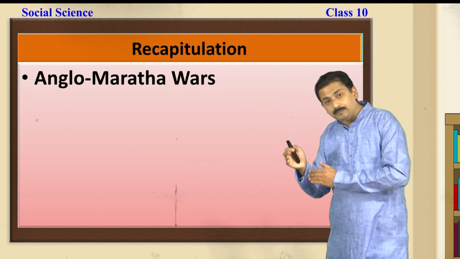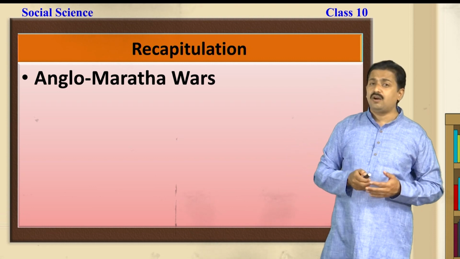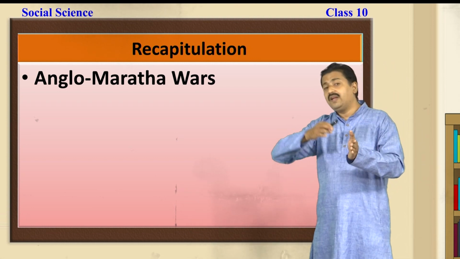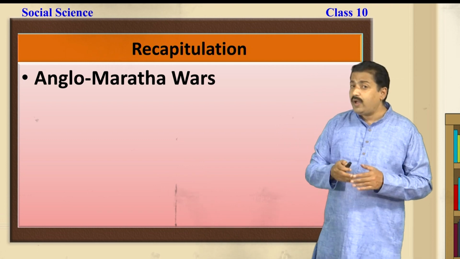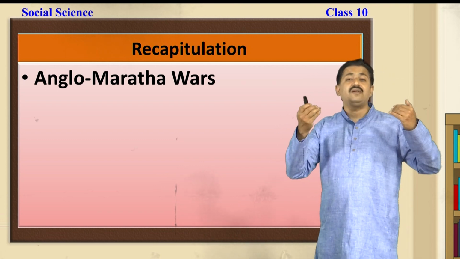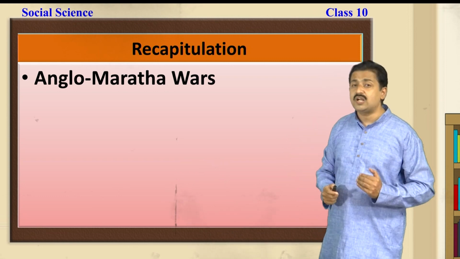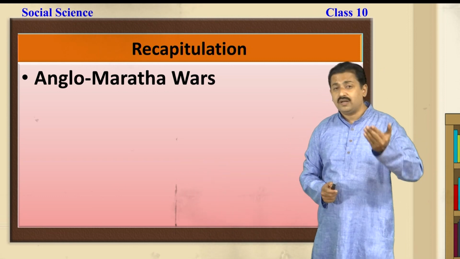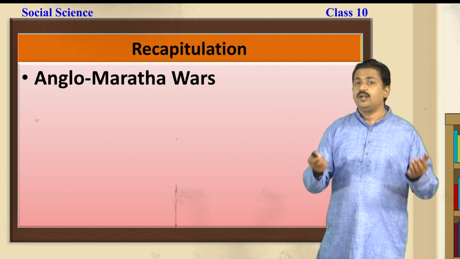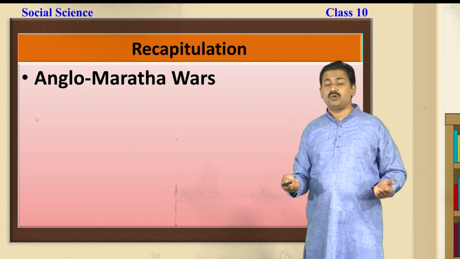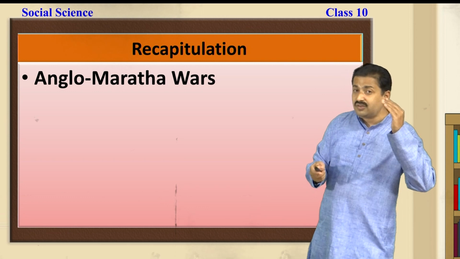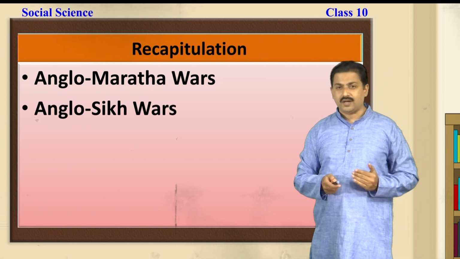The second Anglo-Maratha War started in 1803 and ended in 1805, where Bajirao II accepted subsidiary. But in the third Anglo-Maratha War, Bajirao II tried to defeat the British, but he was unsuccessful, so he lost his Peshwahood. All these we discussed in these three Anglo-Maratha Wars.